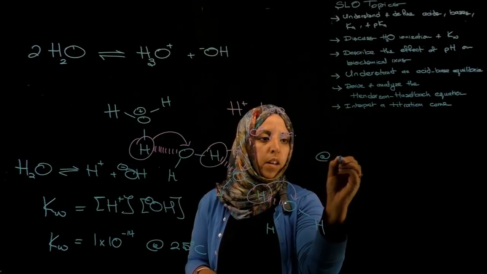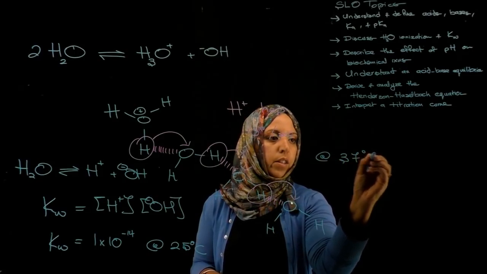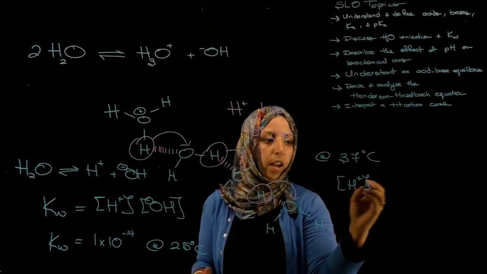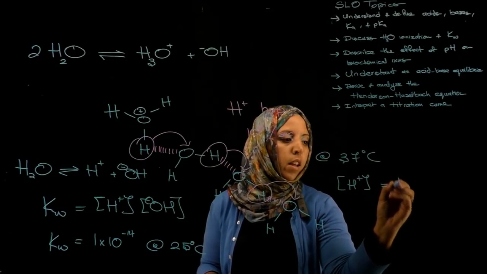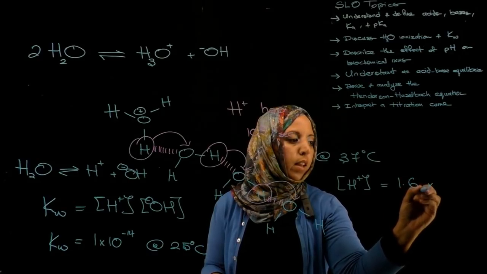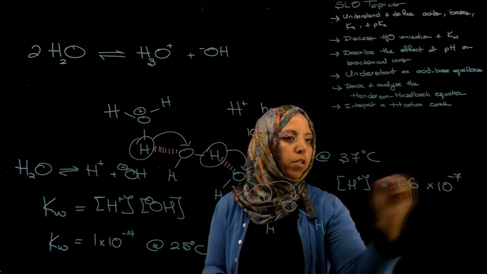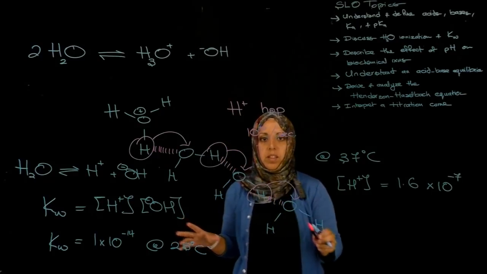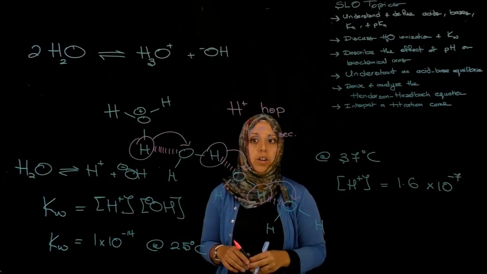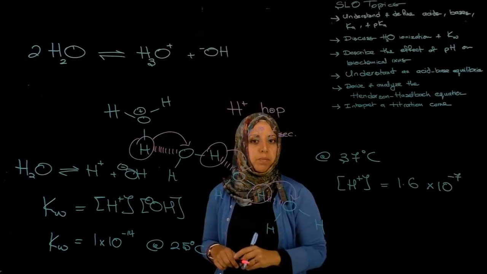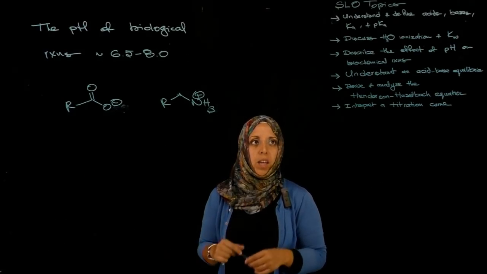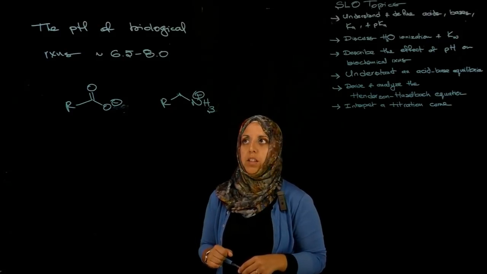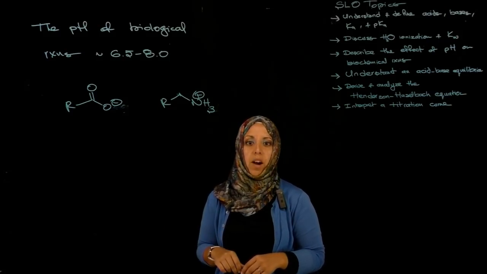So at 37 degrees Celsius, the proton concentration, which is equal to the hydronium ion concentration, is really around 1.6 times 10 to the negative 7. Right? So here is some information about water and the proton hops. All right, so biochemical reactions take place at a very narrow pH range, anywhere between 6.5 to 8.